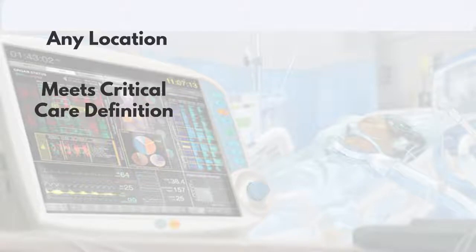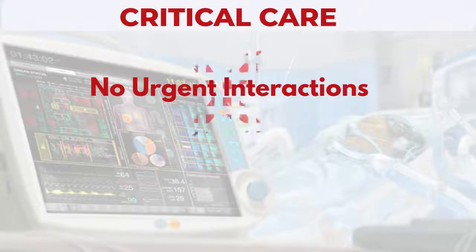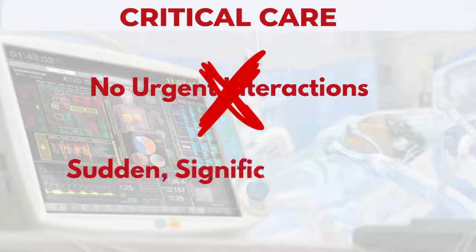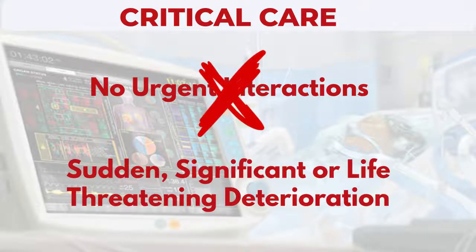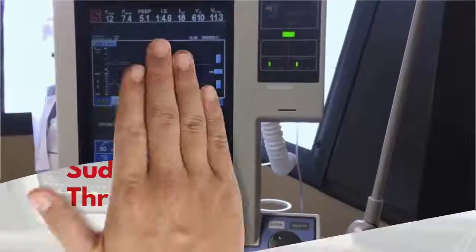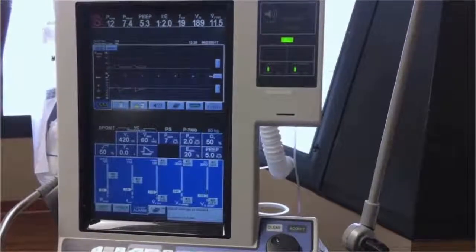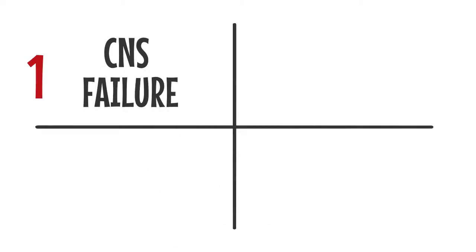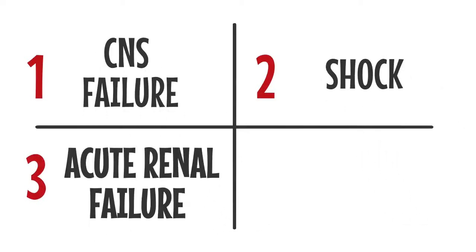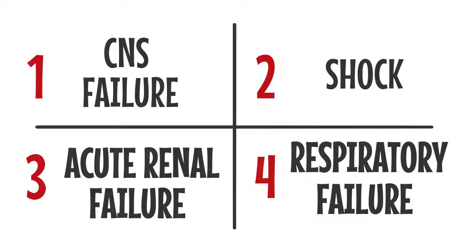Critical care service can be provided in any location provided it meets the definition of critical care and all the documentation requirements. If these interventions did not take place urgently, the patient would likely have sudden, significant or life-threatening deterioration. There are many conditions that can lead to you providing critical care. CNS failure, shock, acute renal failure and respiratory failure are only a few of the conditions that can qualify for critical care services. This is not an exhaustive list.